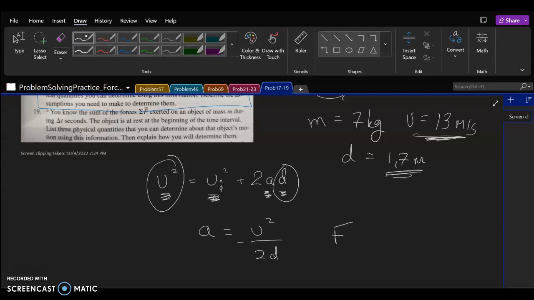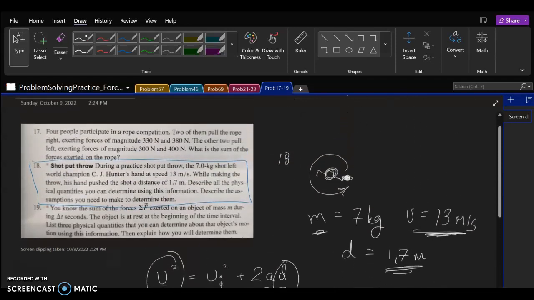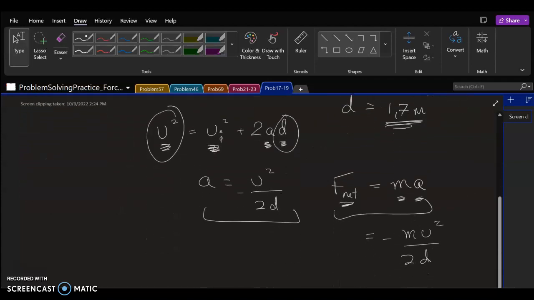Now, if I know that a, that's important because F net equals ma. And if I know a and I know m, and I do know m, I can calculate F net. So now I can say F net is going to be minus m times v squared over 2d. All I'm doing is combining this with this, right? Now, in the problem, they're asking what can we figure out? So what have we done? We think we have the opportunity to figure out an acceleration, and an F net.